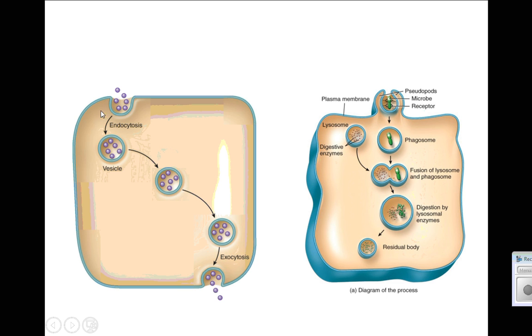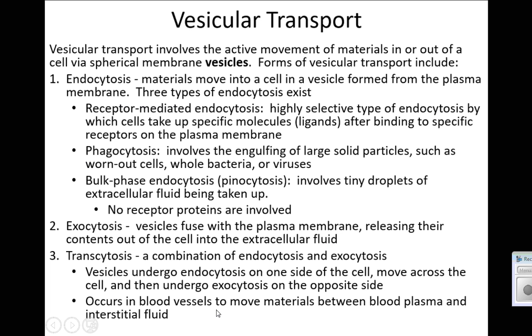Here's a picture that shows endocytosis. The membrane folds in on itself and eventually wraps around the substances and brings them in, forming a bubble known as a vesicle. The opposite of endocytosis is exocytosis, where the membrane-bound bubble fuses with the plasma membrane and the substances are released. Now, if we do both, bring something into the cell on one side and then spit it out on the other, we call that transcytosis, which is a combo of the two.